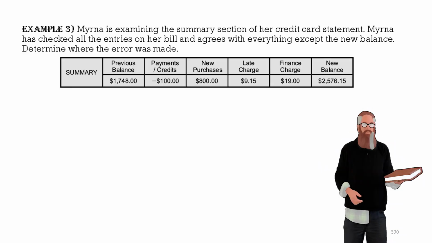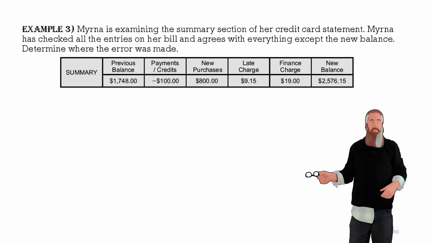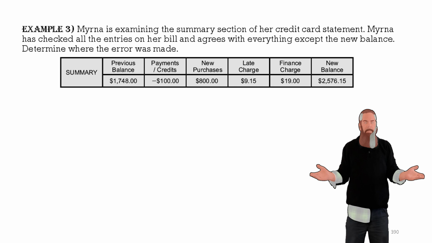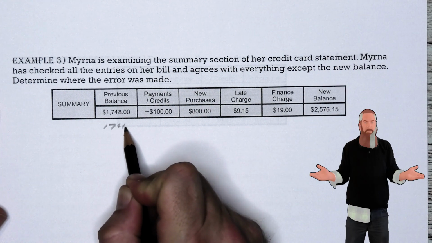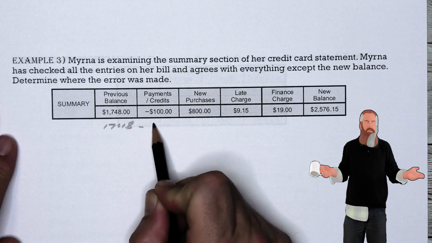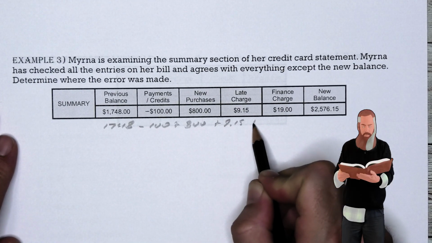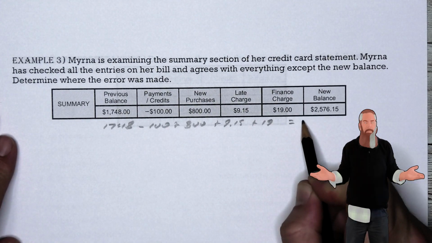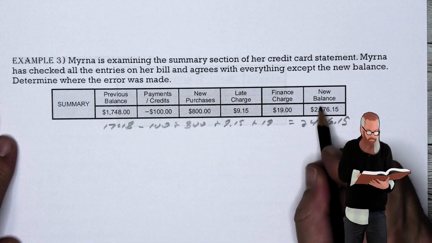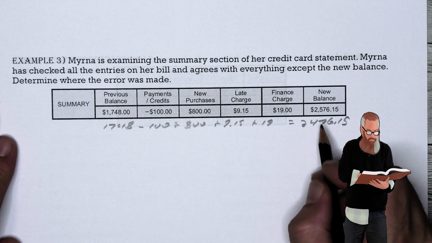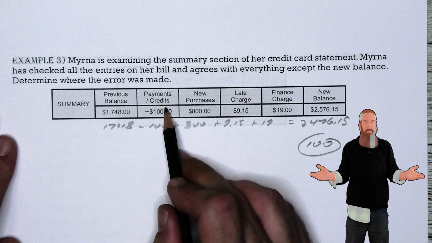Myrna is examining the summary section of her credit card statement. Myrna has checked all the entries on her bill and agrees with everything except the new balance. Determine where the error was made. The previous balance being $1,748. If we subtract 100, add 800, add $9.15, and add $19, what we actually get is $2,476.15. That means the difference between what they have and what should be there is $100. It would appear that they forgot to add in her payments or credits.